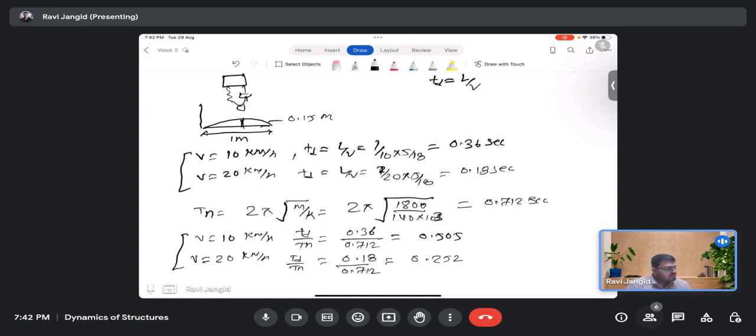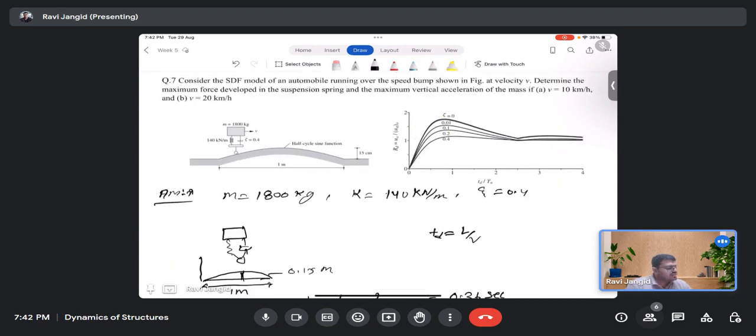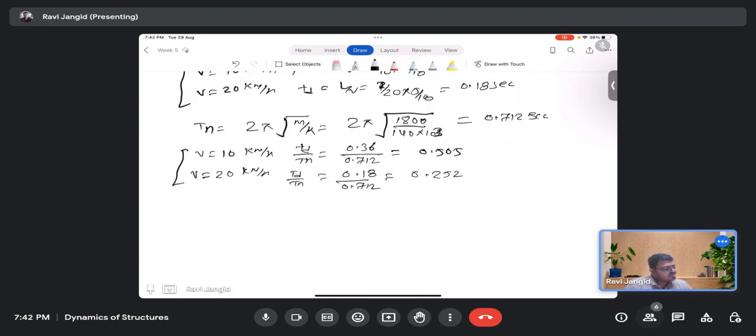Now corresponding to this, on the shock spectra of Td by Tn versus Rd for damping equal to 0.4, at 0.505, nearly this, and the other at around 0.252, we are getting Rd equal to 0.957 for the first, and for the second we are getting 0.574.